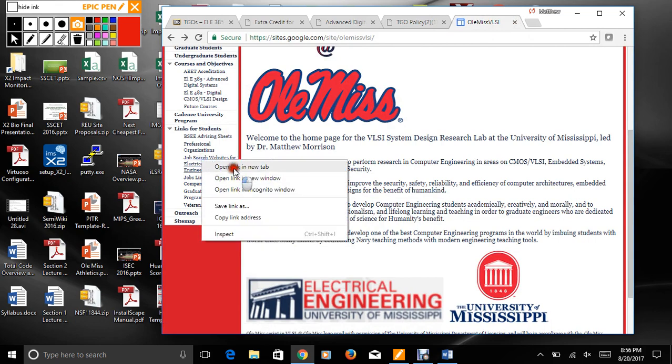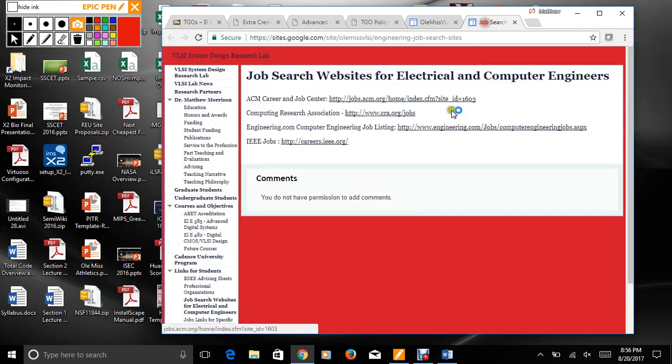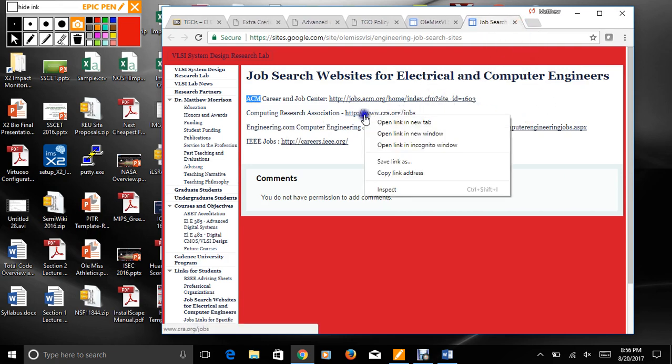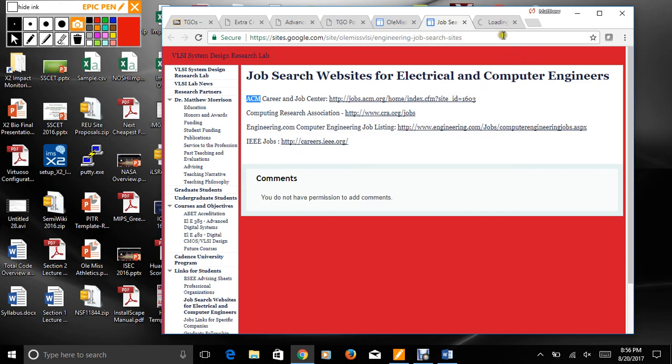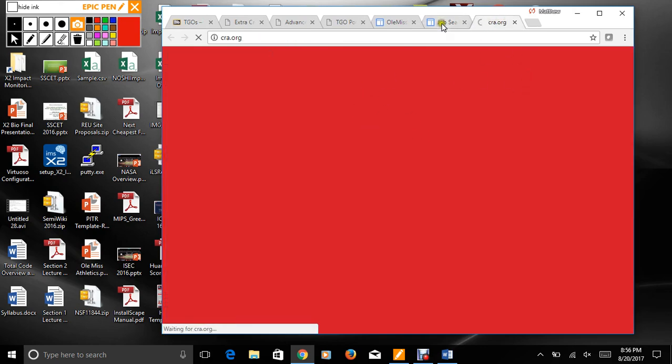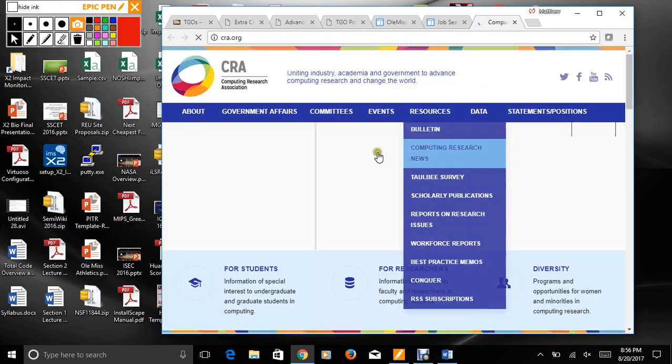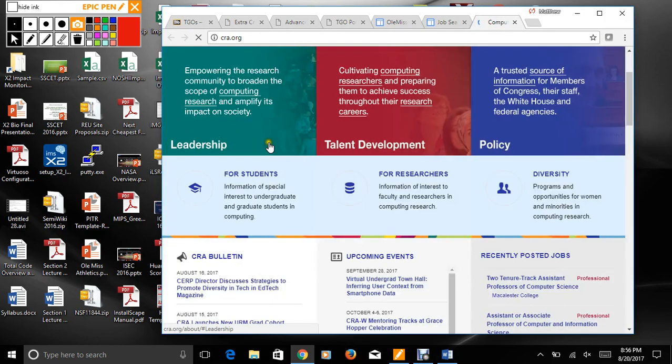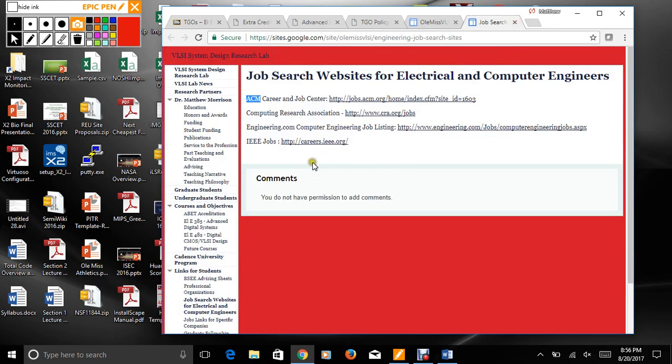So job search websites for electrical and computer engineers. The Association for Computing Machinery Career and Job Center. You can go here and it has a lot of different job opportunities. Well, the link's not up to date. I'll update the link. But the Computing Research Association /jobs, this is an opportunity to find places where there are jobs for you to look up. And there's plenty of listings for students, for researchers, diversity, for those of you in underrepresented groups, for women and minorities in our field. So you can find these opportunities to find jobs. And IEEE jobs and engineering.com has opportunities.